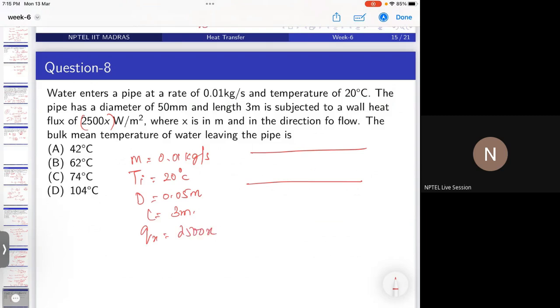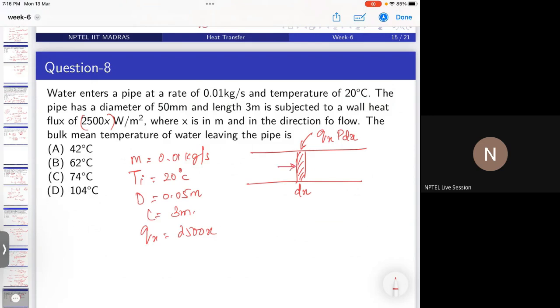So I am taking a small elemental part of dx. The heat it is getting is q_x times the perimeter. What is the surface area through which it is taking heat? That is perimeter times dx, right? I hope you understand how I wrote q_x into P dx. Yes, sir. So this is the heat that is coming to this elemental strip.